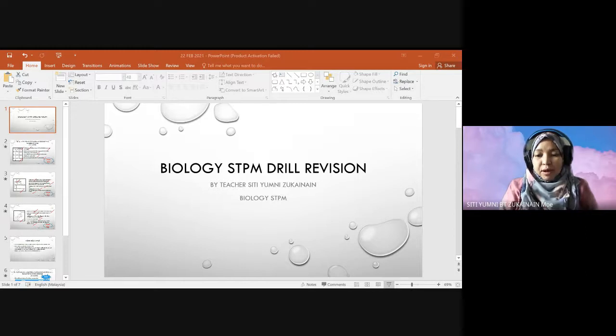So for our lesson today, it is about drill revision for biology STPM examination soon. Okay, so what is the question? With the aid of diagrams, describe two classes of lipids. For this question, the given marks are 12 marks.